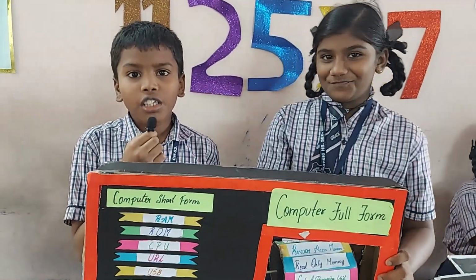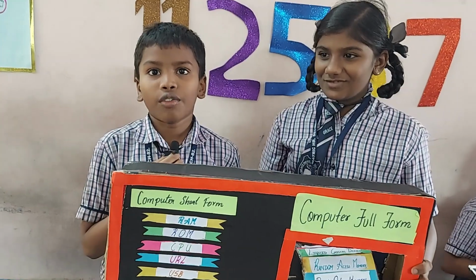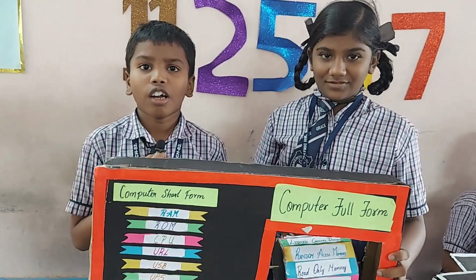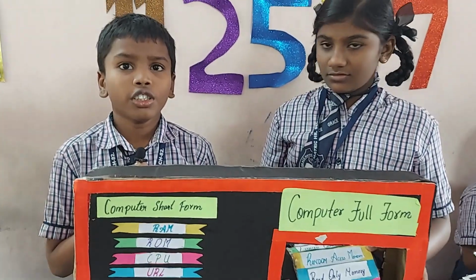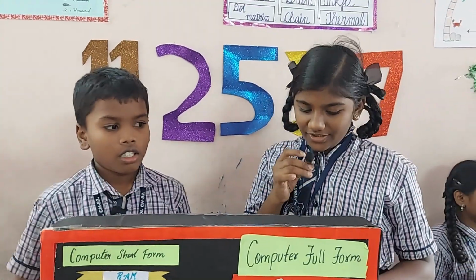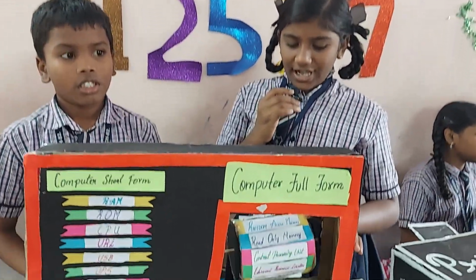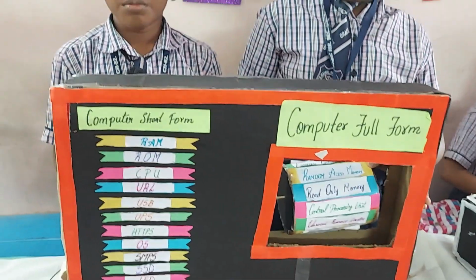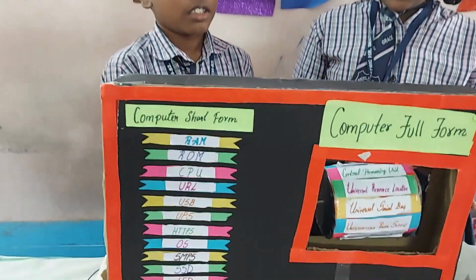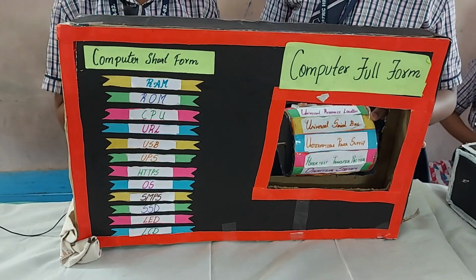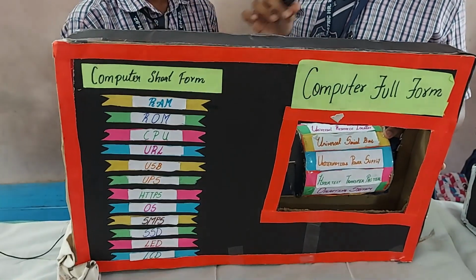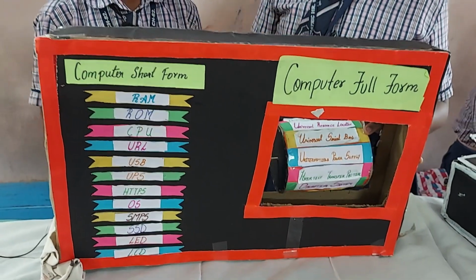The short form used in computer to represent words or phrases in a compact form. Now I have to tell you the expansion of some terminologies used in system. Here we go. RAM stands for Random Access Memory. ROM stands for Read-Only Memory. CPU stands for Central Processing Unit. URL stands for Universal Resource Locator. USB stands for Universal Serial Bus.